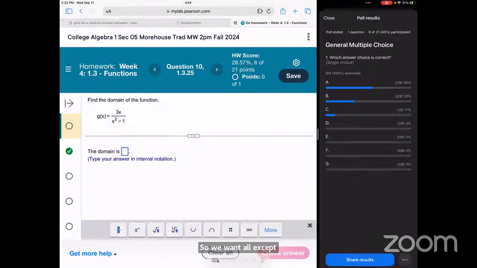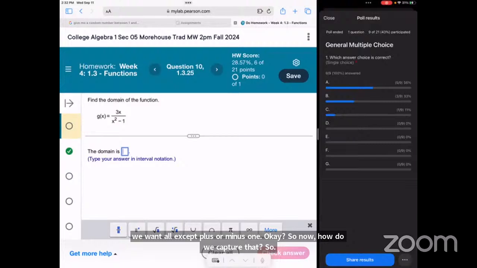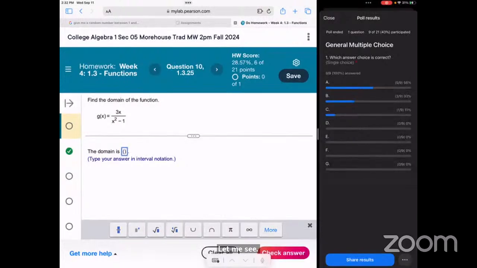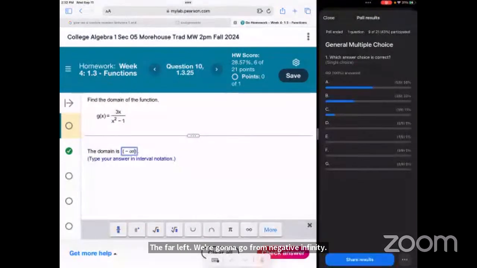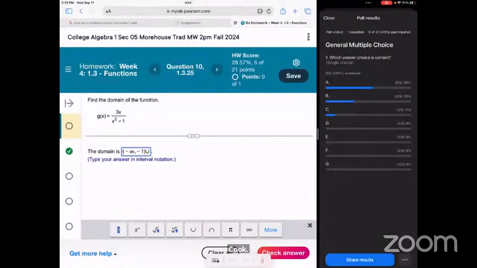Okay. So now how do we capture that? The far left, we're going to go from negative infinity to negative 1, union, and then from negative 1 to 1, union, and then from 1 to infinity.